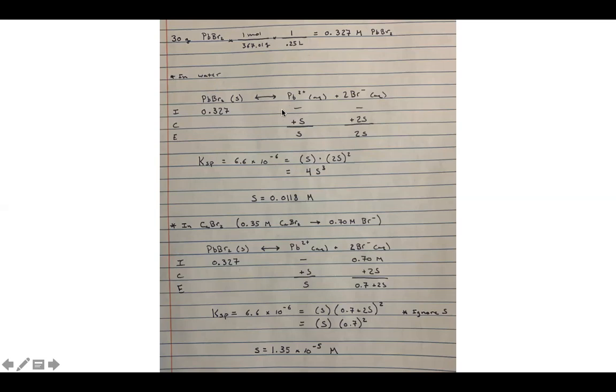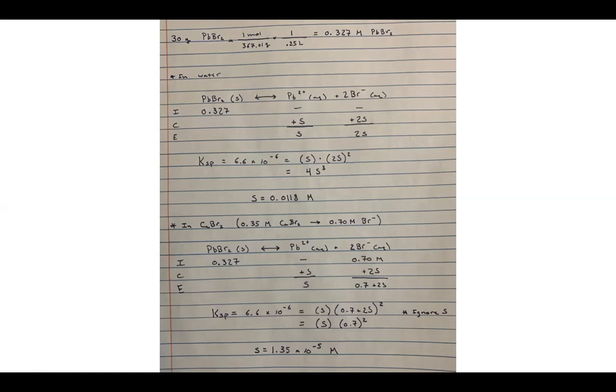That shows us how soluble lead bromide is, able to create those concentrations of ions. Now let's look at the solubility in calcium bromide. We're told this solution is 0.35 molar in calcium bromide, but we only really care about bromide, not the calcium portion. So we convert this to the molarity of our bromide ion, which is 0.7 molar bromide.